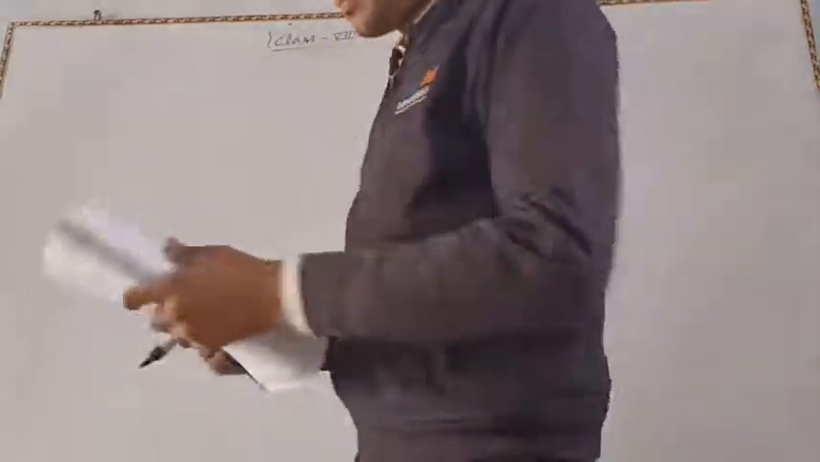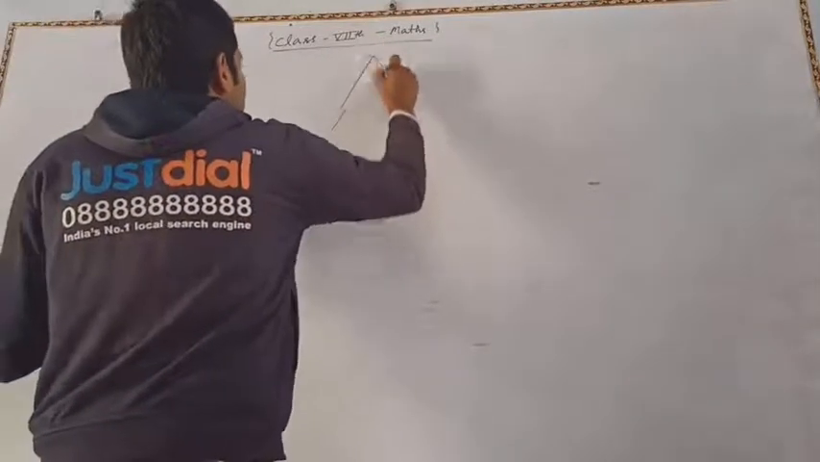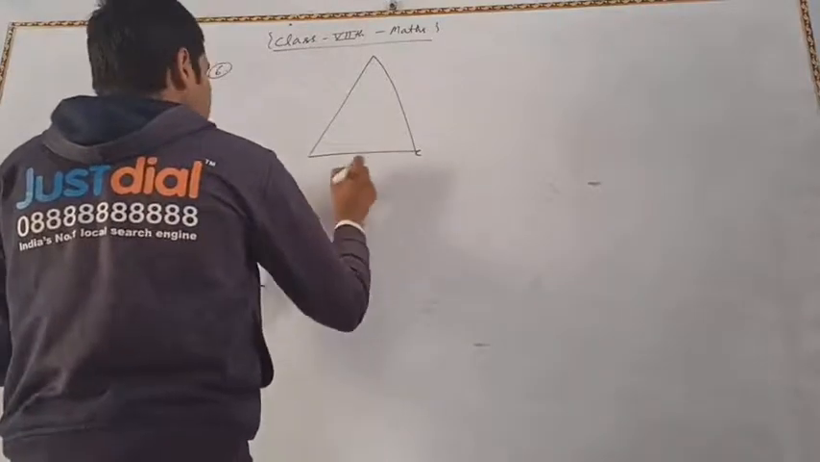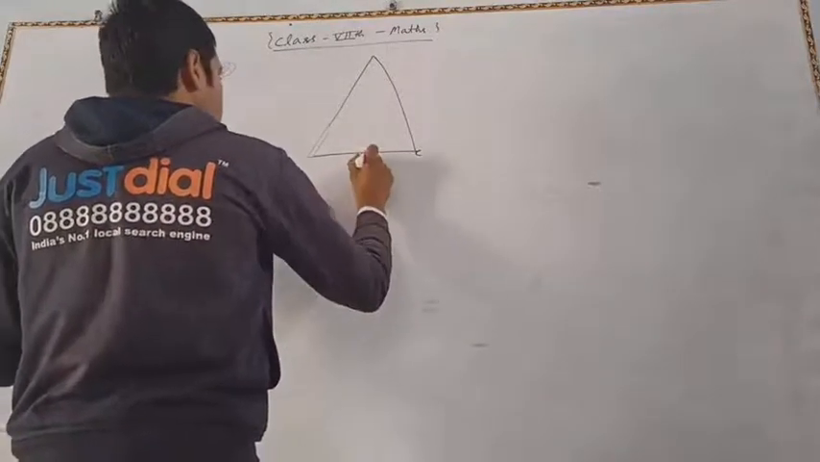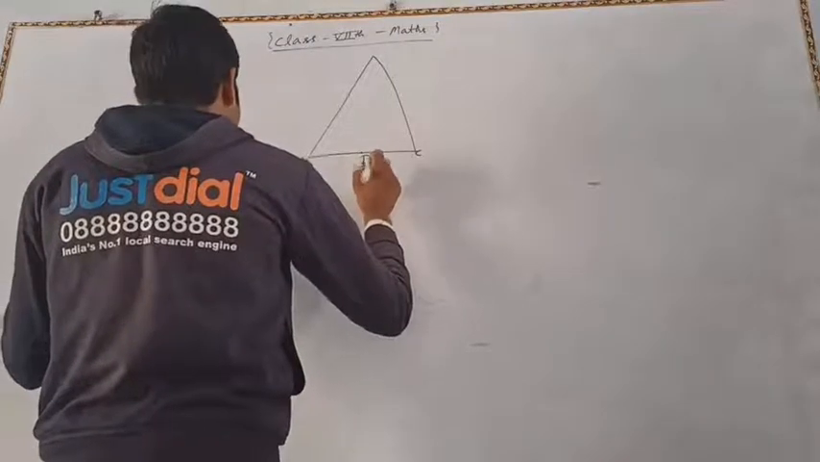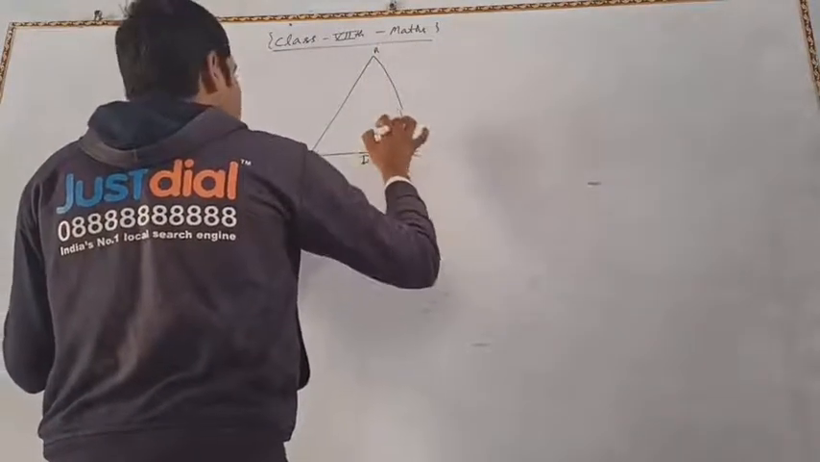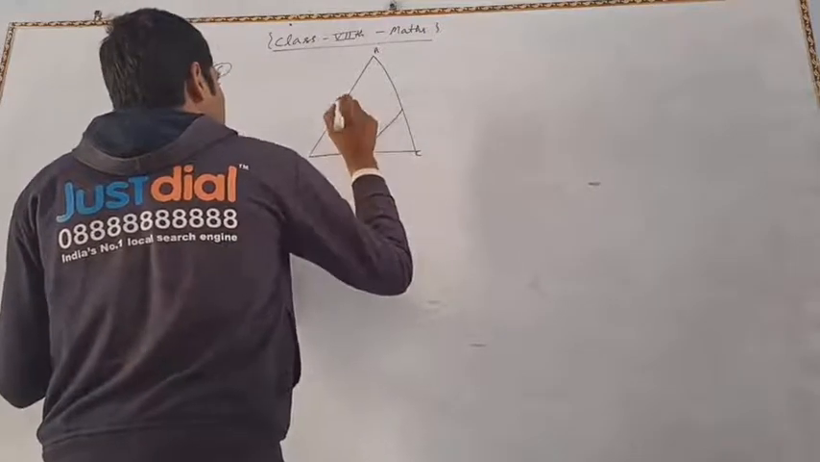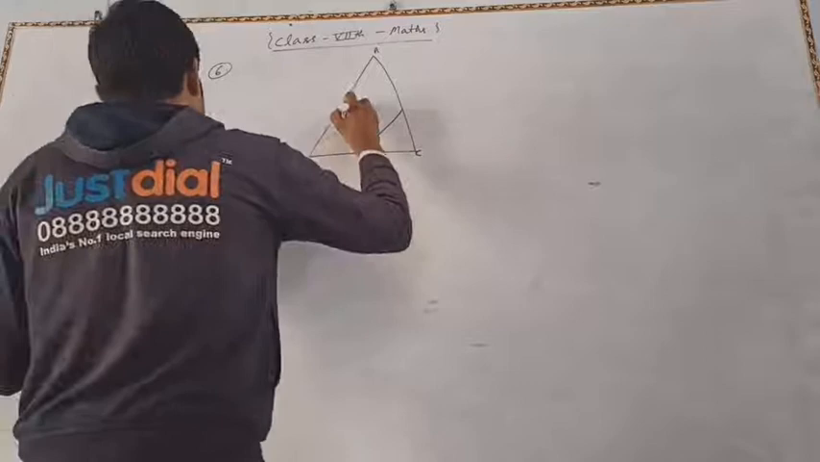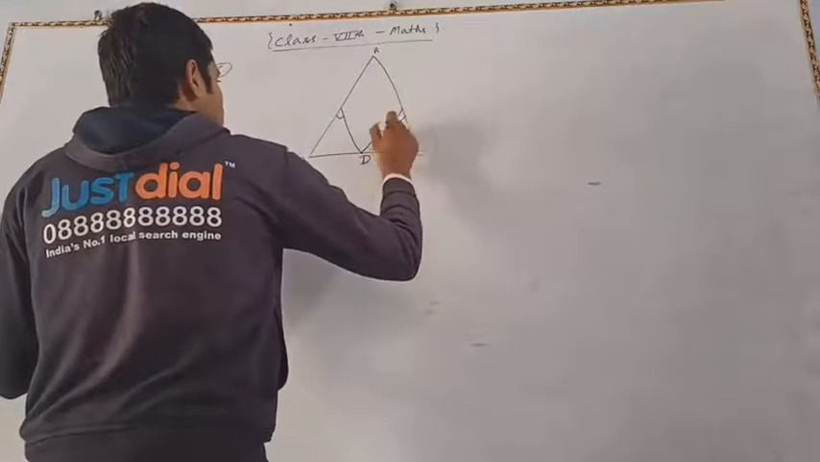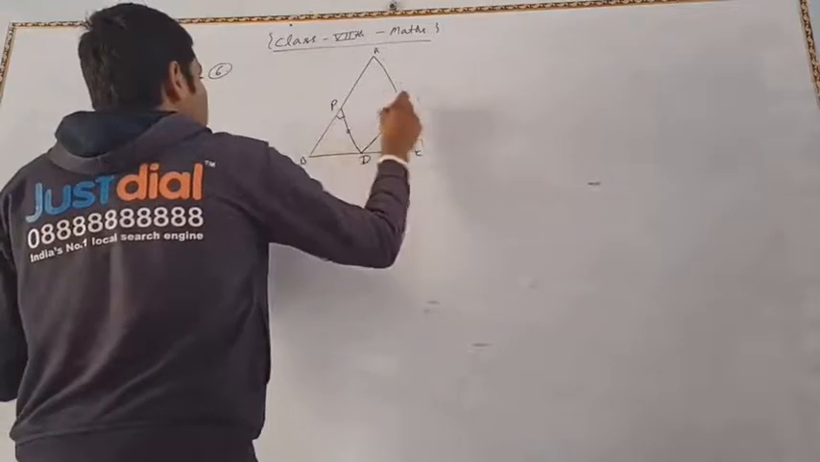Today we will solve exercise 12.1, problem number 6. In problem number 6, a figure is given, with point C, point D, point B, and vertex A. Also, this arm is equal to this arm. Given that this point is P and this is point Q.